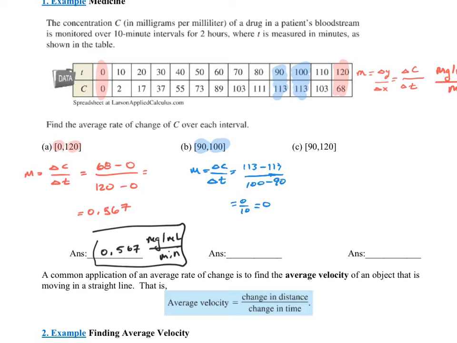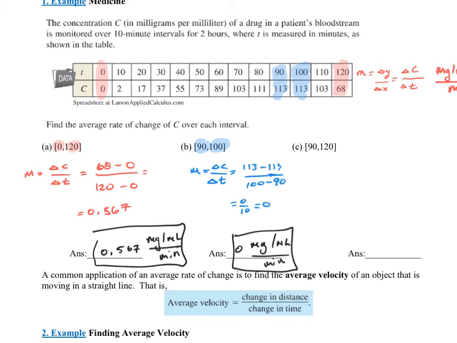So what does that mean? That's 0 milligrams per milliliter per minute. That represents, on average, over that 10-minute time period, from 90 minutes to 100 minutes, there was no change.